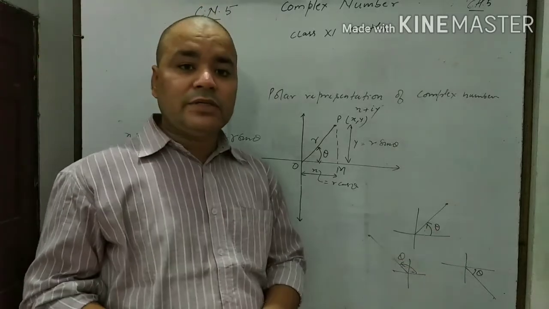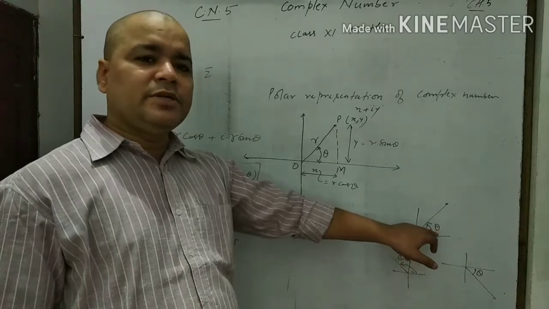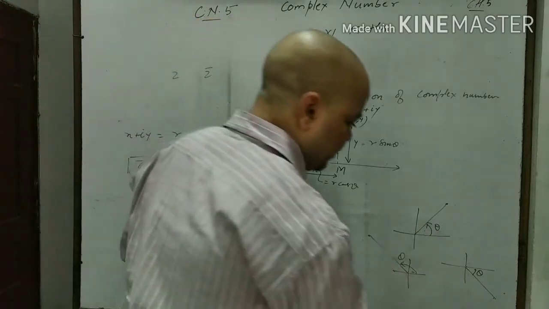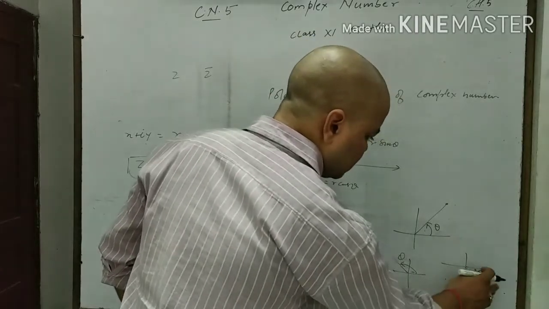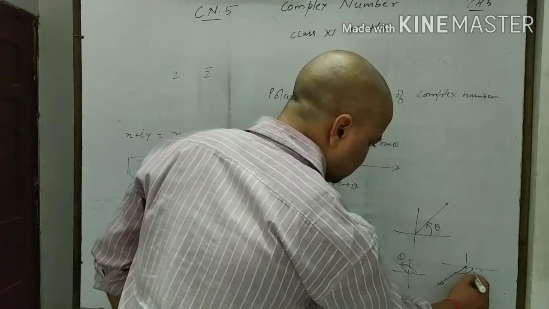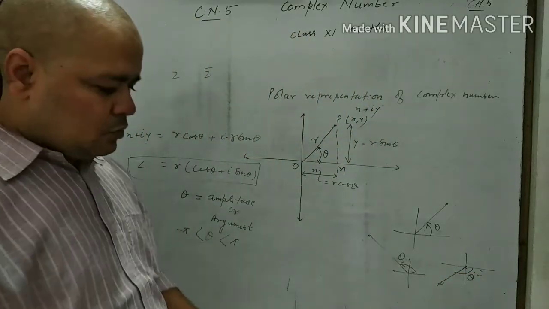And what is theta? It should be always in radian. Radian measurement of angle theta. And if any point is here, then the theta will be like this. Okay.